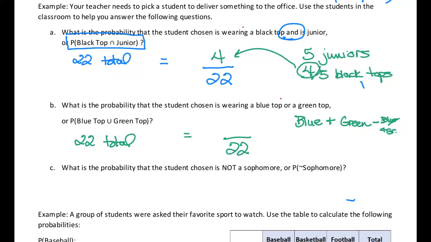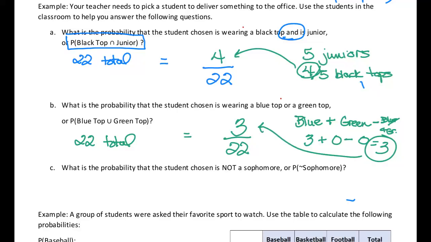So, blue tops, we had 3. Green tops, we had 0. Minus, we didn't have anybody that had both at the same time. So 3 plus 0 minus 0 is 3. That means this answer is 3 out of 22.